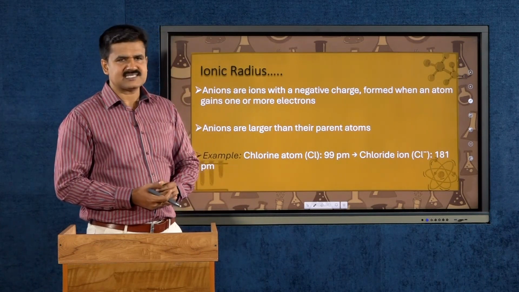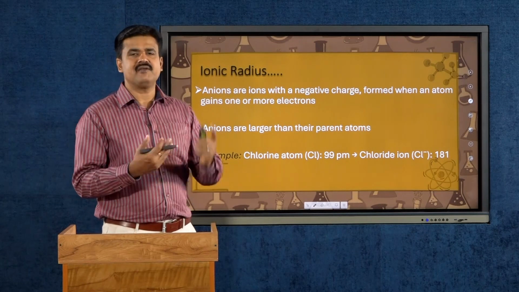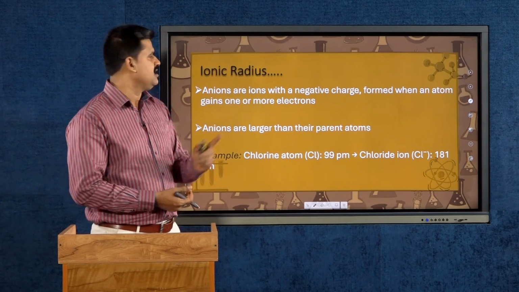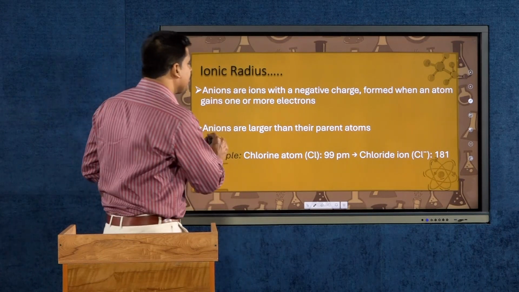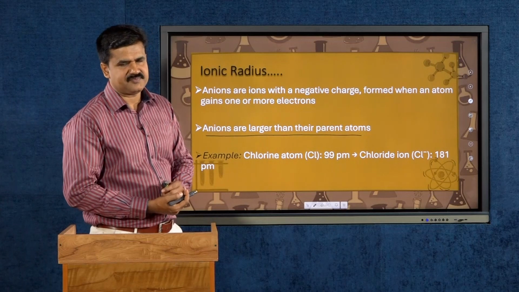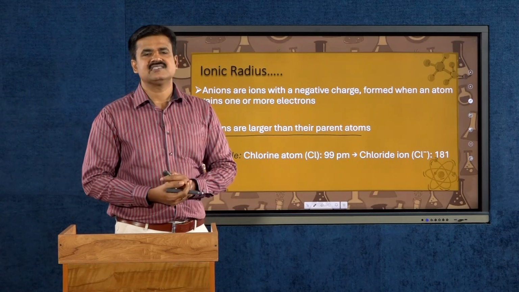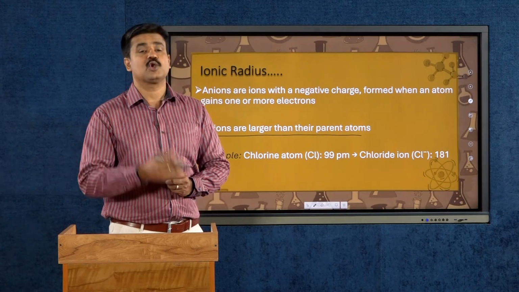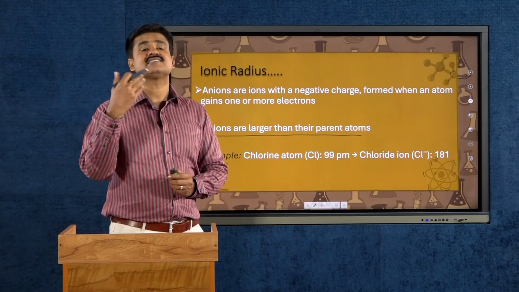Anions are ions with a negative charge formed when an atom gains one or more electrons. It should be noted that anions are larger than their parent atoms. A very nice example is here. Cl minus is bigger in size when compared with the chlorine atom. Chlorine atom is the parent, Cl minus is the anion.